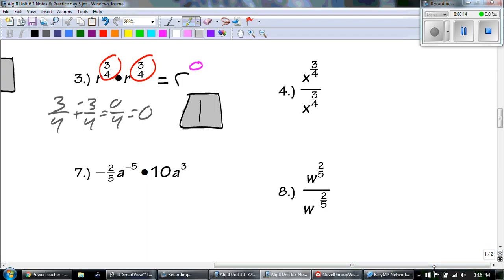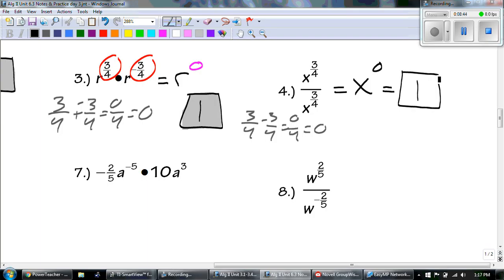All right, number 4. Who wins, the top or the bottom? They're the same thing. So when you do same thing, oh, highlighter. When I do 3/4 minus 3/4, we get 0 over 4, which is 0. So we really have x to the 0, and if my exponent's 0, the base turns into 1.